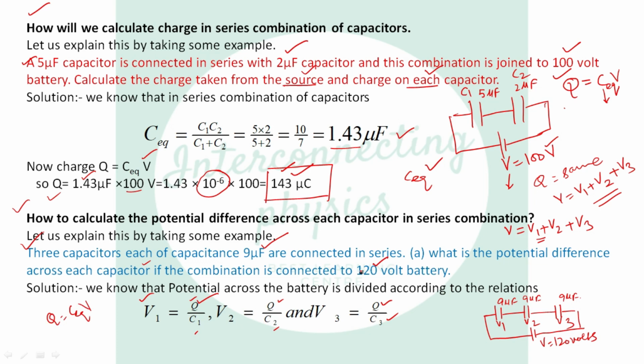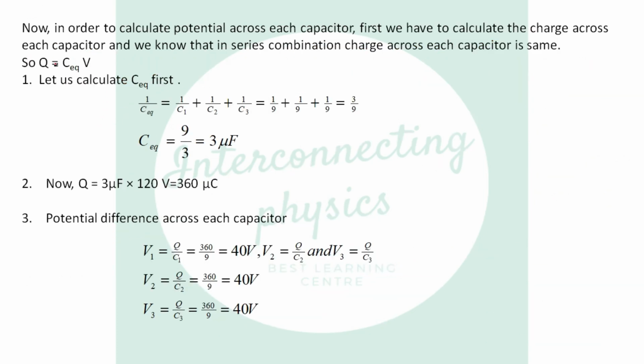So first of all, let's calculate C equivalent. The formula is 1 over C1 plus 1 over C2 plus 1 over C3. C1, C2 and C3 are each 9 microfarad. When we take the LCM, we get 3 over 9. If 1 over C equivalent is 3 over 9, then C equivalent is 9 over 3, and the answer is 3 microfarad. Now calculate the total charge, that is Q equals C equivalent into V.